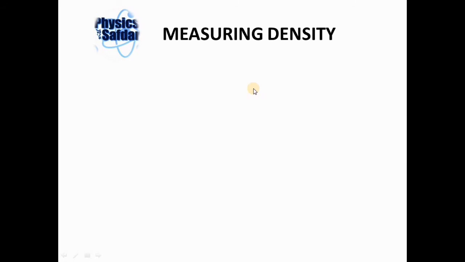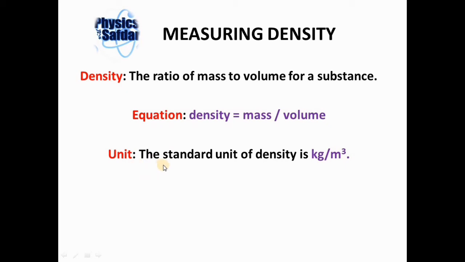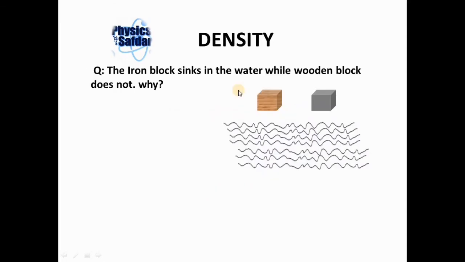Now you will see the definition, equation and unit of density. Look at its definition: the ratio of mass to volume for a substance. This is the equation of density. For the measurement of density, you need the mass of that substance and its volume. Unit. The standard unit of density is kilogram per cubic meter. Some other units we have are kilogram per cubic decimeter and gram per cubic centimeter.